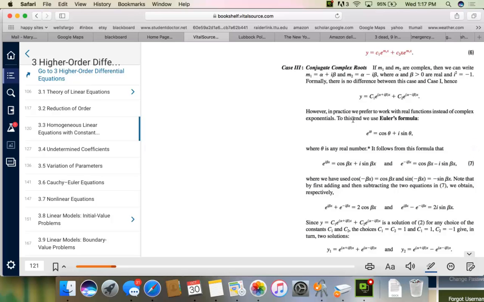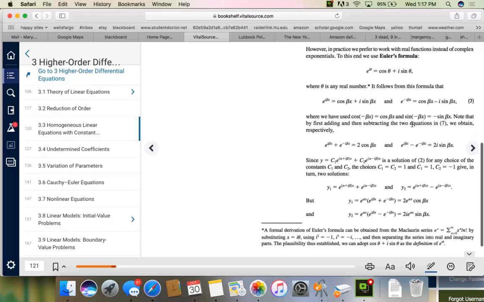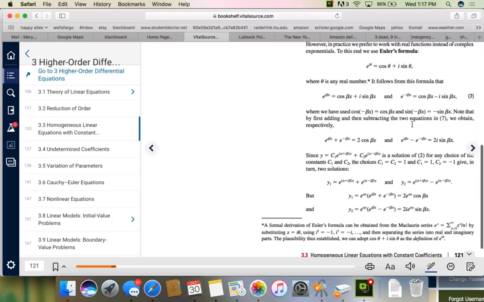Now, because in engineering we don't like working with complex functions, we prefer to work with real functions because we prefer to work with something that can be measured in the lab. Then basically you use Euler's formula, which says that e to the i theta is cosine theta plus i sine theta, and you do some algebraic manipulation.